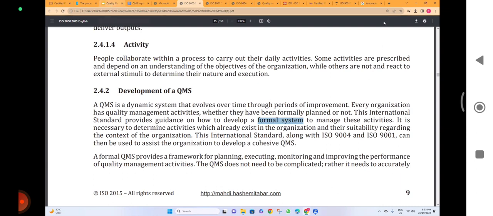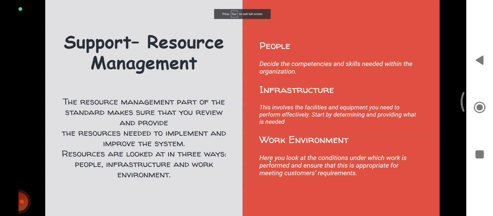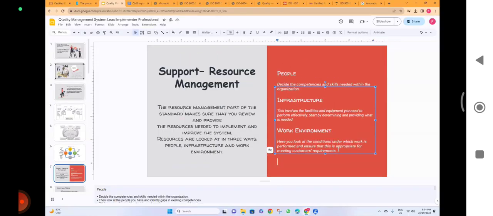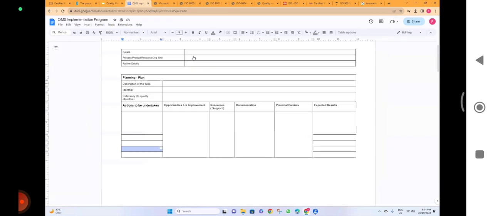So the first thing that you have to determine before any improvement activities is to look at the resources in 3 ways. You have to decide the competence and skills needed within the organization, the infrastructure, that means the equipment you need to perform effectively, and also the conditions under which the work is performed, and ensure that this is appropriate. So right off the bat, we are going to take these three resources and put them right here.